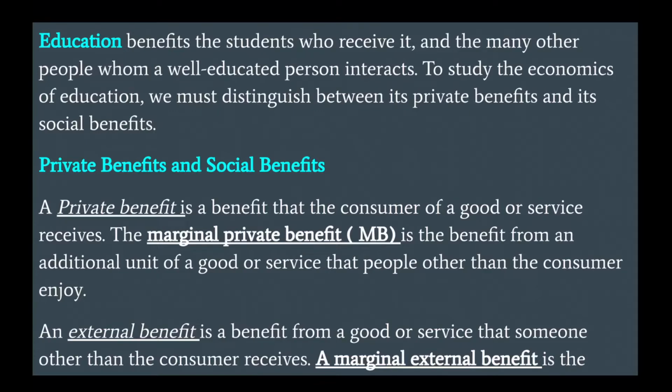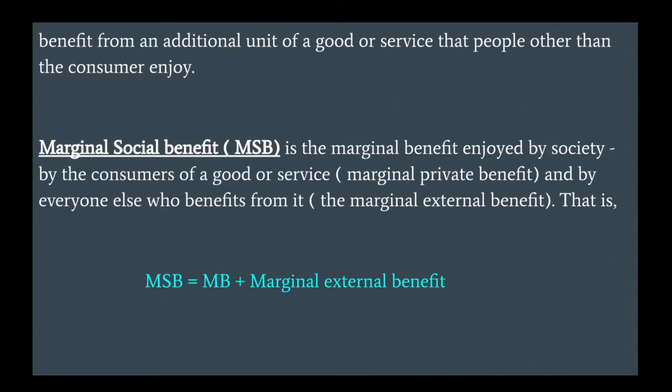A marginal external benefit is a benefit from an additional unit of a good or service that people other than the consumer enjoy. Marginal social benefit is the marginal benefit enjoyed by society: by the consumers of the good or service, that is the marginal private benefit, and by everyone else who benefits from it, the marginal external benefit. That is, the marginal social benefit equals marginal private benefit plus marginal external benefit.